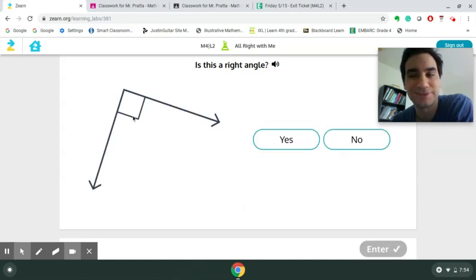Is this a right angle? You're not going to fool me. You are a right angle. I can tell. It has the symbol right there.